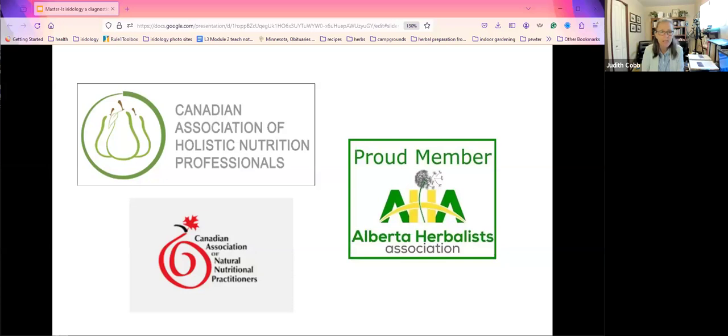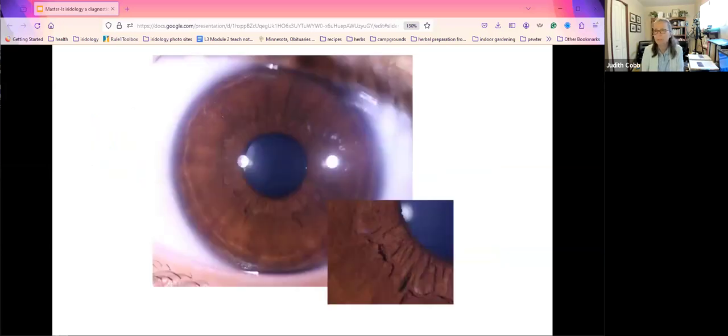All right, let's look at a few more cases here. This is a young woman. She was in her early 20s, and she came to me concerned that she was gaining weight. She was in university. She had come home for Christmas, and she was concerned that in her first term away, she'd gained about 20 pounds.